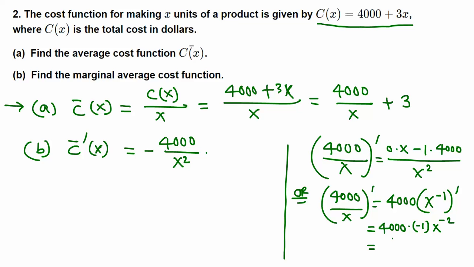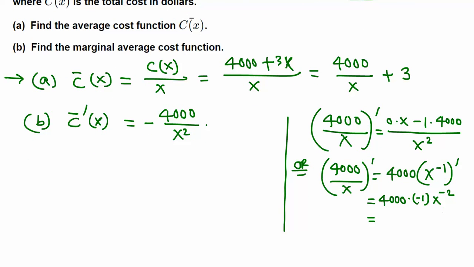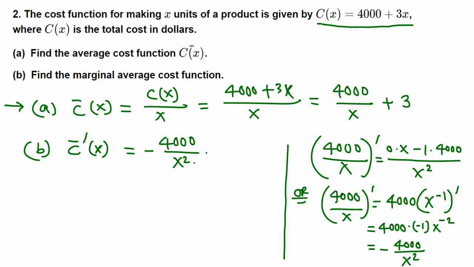And when we multiply and get rid of this negative exponent, 4000 times negative 1 is negative 4000. So I want to put the negative in the front, over x to the negative 2. When we bring this to the bottom, then this negative is gone, so x squared. In either case, this is the marginal average cost function. Final.